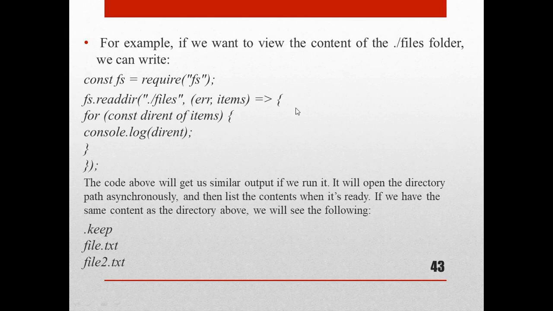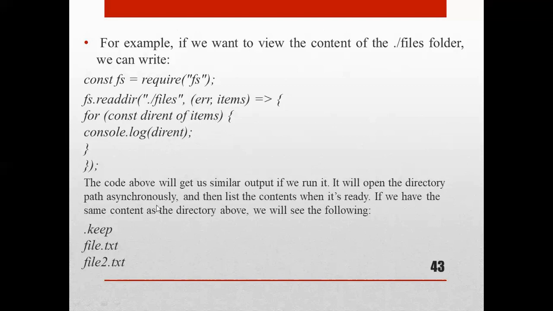Okay, so here see the syntax of read directory. Here this is the path and this is the callback. After reading, we are going to perform some operation, like for const dir of items. There may be several items available in that directory. Then what we are going to print here, we are going to print console.log dir. Dir means the object or the elements of that directory. Here you can see the for loop, for const dir of items. That means it will check all the items in that directory.